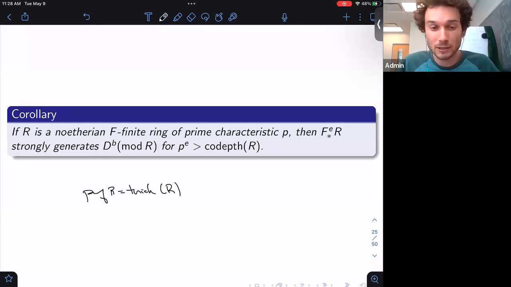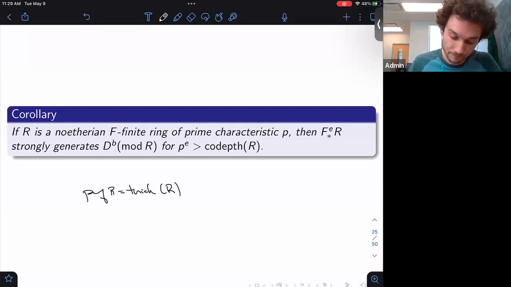We just say, all right, I have an object that generates all perfect complexes. Let's push it forward sufficiently many times. It generates all of D^b mod R. The codepth and the characteristic govern an upper bound. We don't know how sharp it is, but it gives us a number that we can actually work with to say I can push forward this many times and I can have a strong generator.